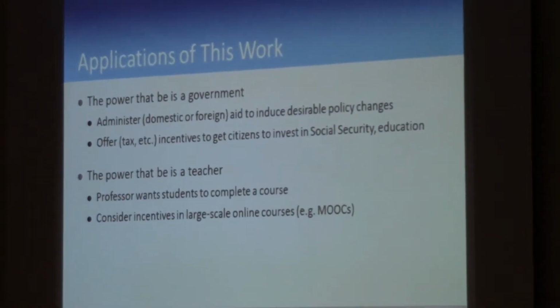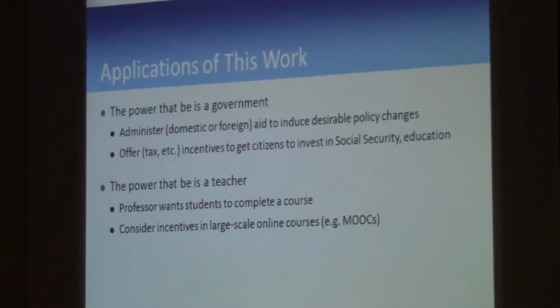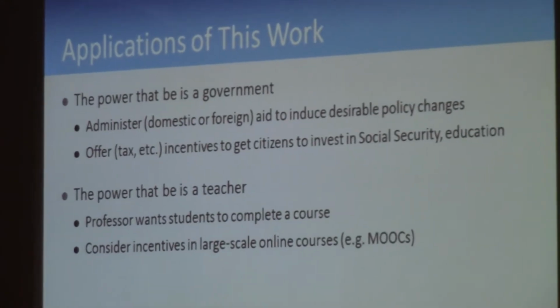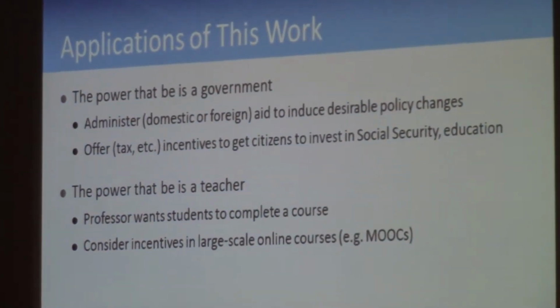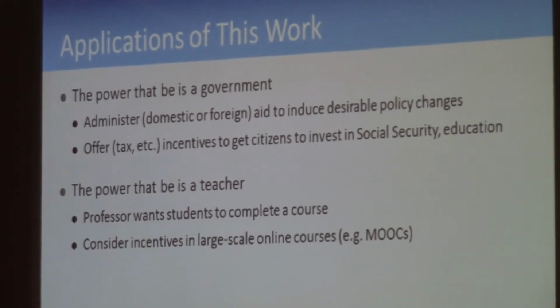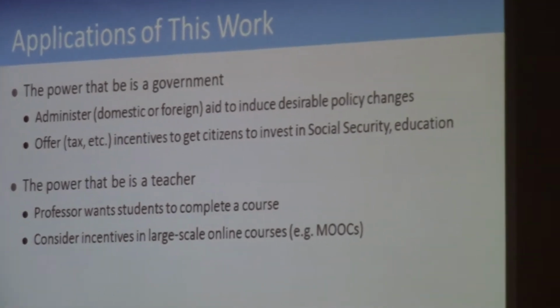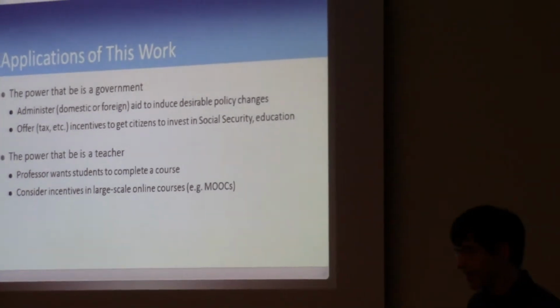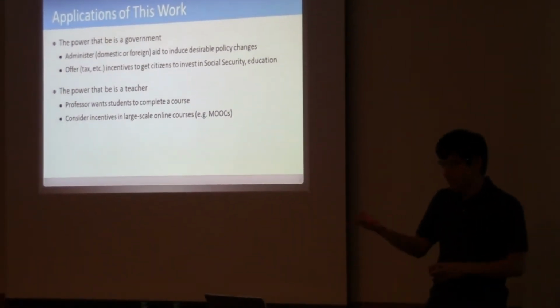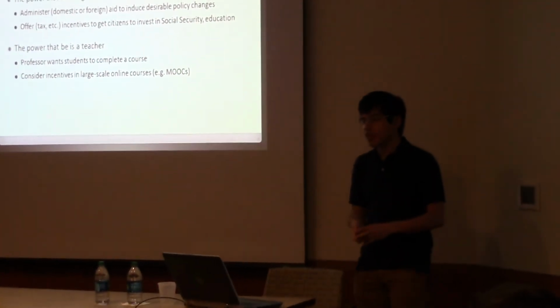For example, you could be modeling the problem facing a government who's saying, I can give aid to the cities in my country, or foreign aid to other countries, if they do these policy changes that I want them to do. I could offer tax incentives to get people to invest in social security or education. This has applications on a smaller scale.